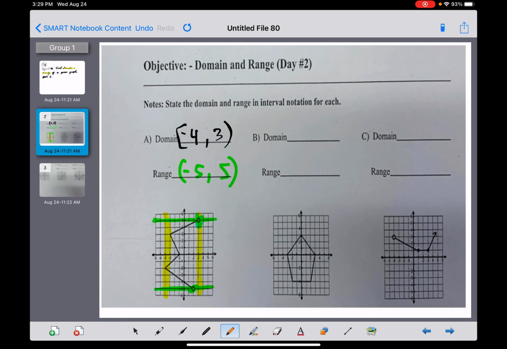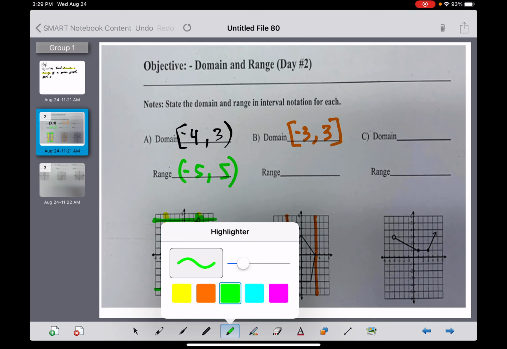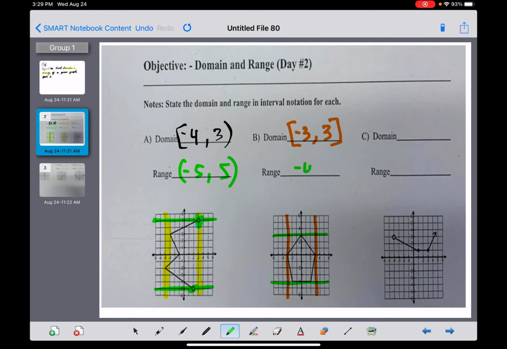Domain for part B. Furthest left, furthest to the right. So it starts at -3 and ends at 3. If you look at it, there are no dots. It's always closed if you don't see any dots. So it's going to be a bracket for both. Okay? And then for range, it's going to be the highest and lowest. The lowest is -4 and the highest is 3. And again, if you don't see open or closed, it's always closed.